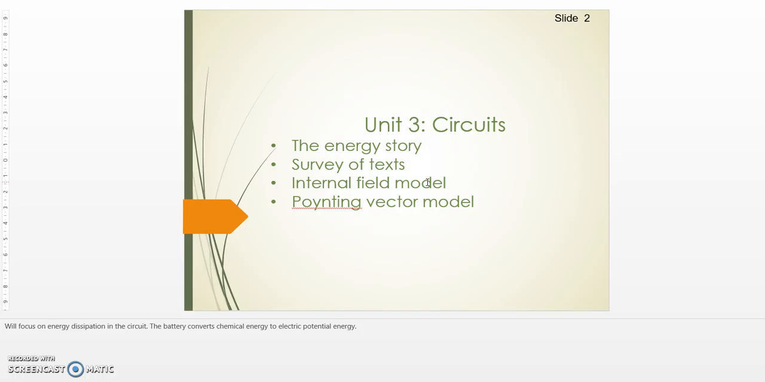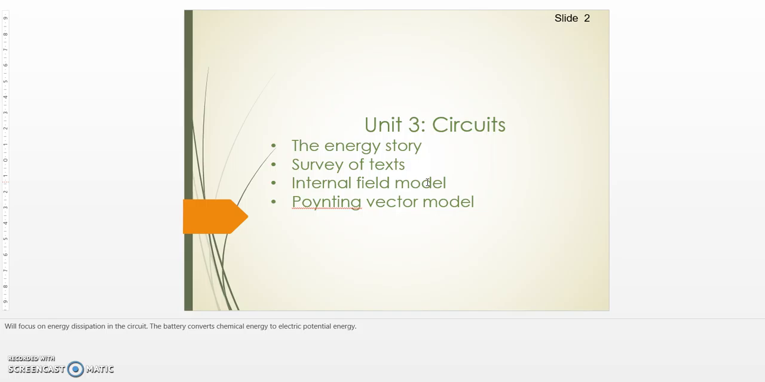Firstly, I found that the standard textbook stories left me with more questions than answers. And so when I looked a little bit deeper, I found that there is an alternative explanation for how energy is transmitted in an electrical circuit, which relies on the Poynting vector. And this story is actually really surprising.